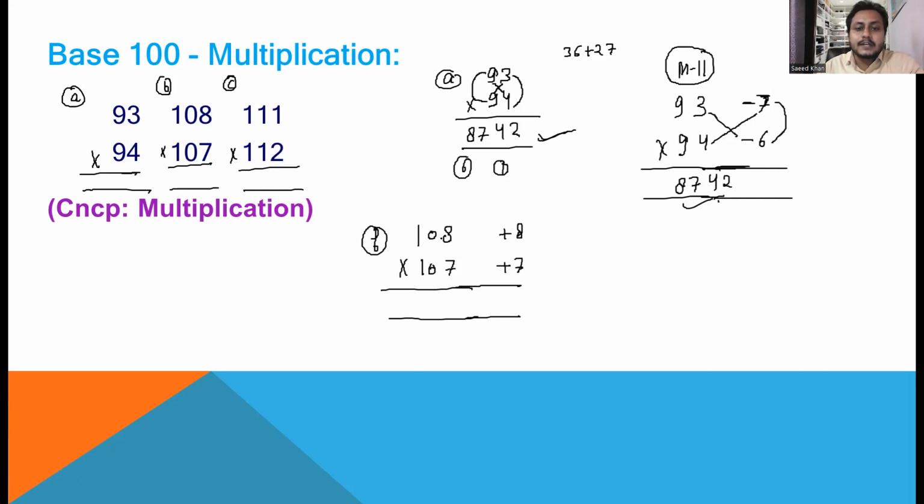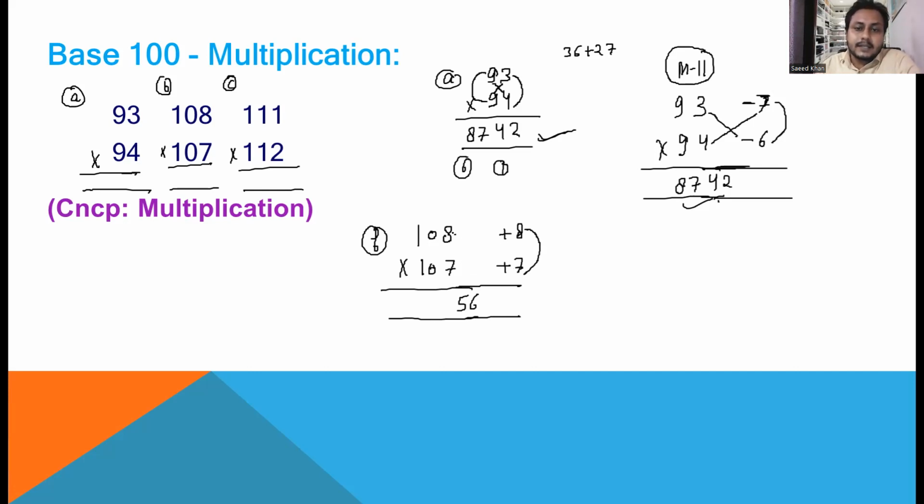So guys, the last two digits of 108 into 107 should be same as the last two digits of the product of 8 and 7. So 8 into 7 is what? Plus 8 into plus 7 is 56. दो ही digits आ रही हैं, तो just write down as it is 56. हमें last two digits मिलेंगे, right? So 8 into 7 is 56.